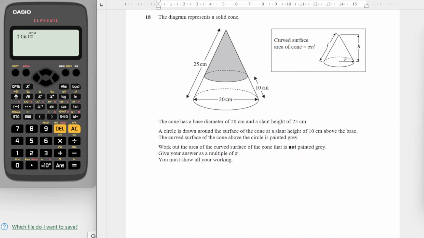So I'm going to start by, realistically, the things that I need here is I need to work out this radius, which I'll call x for now, and I need to work out this slant height here, which I'll call y for now.